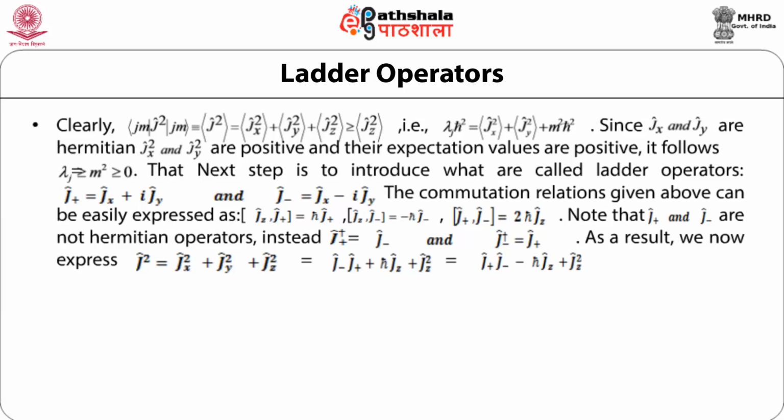As a result, we can now express J² equal to J_x² plus J_y² plus J_z², and this is equal to J_- J_+ minus ħ times J_z plus J_z², and this can then be written, using the above results, as J_+ J_- plus ħ times J_z plus J_z².